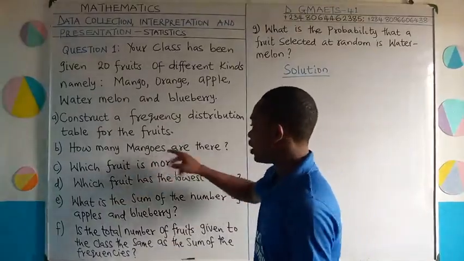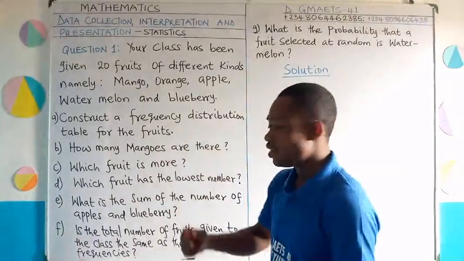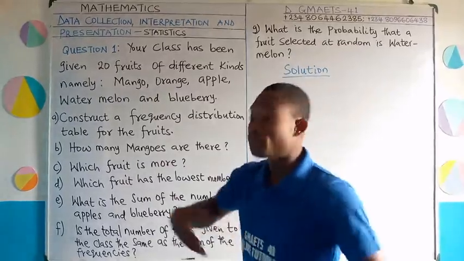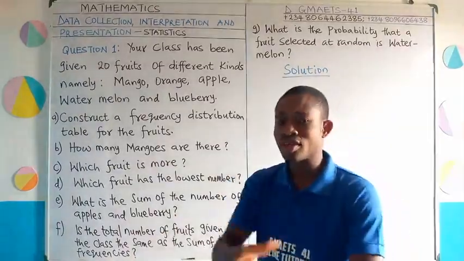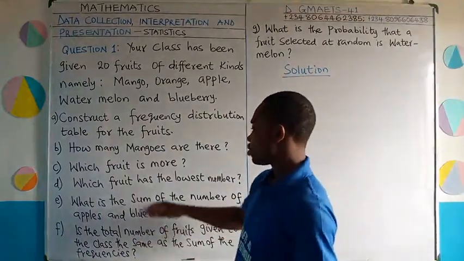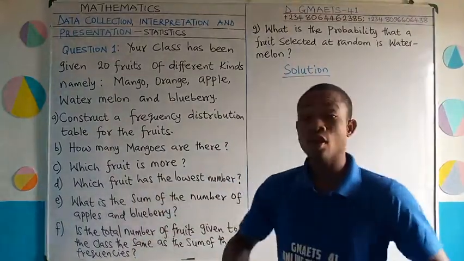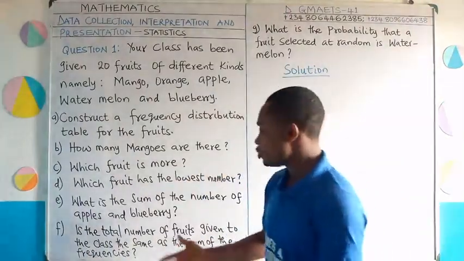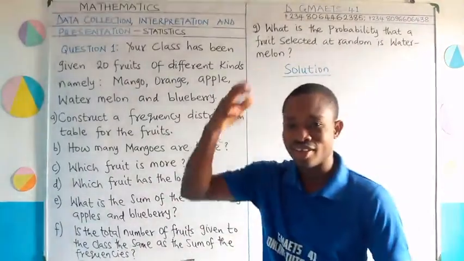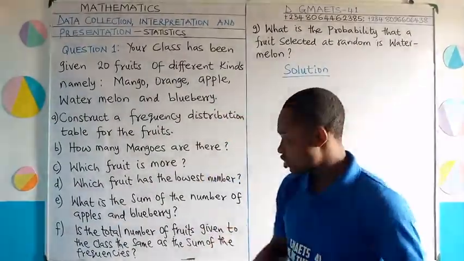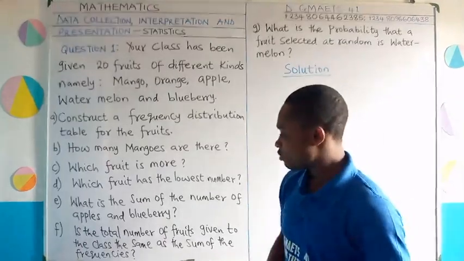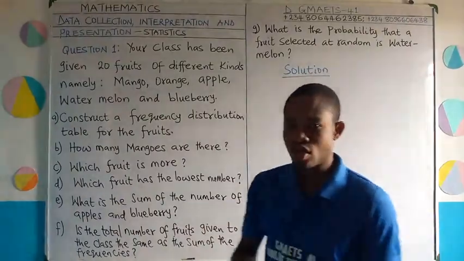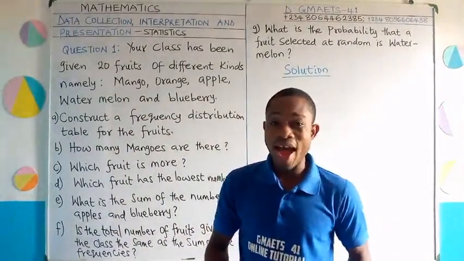We are to tell him how many mangoes there are in the fruit bag that I just dropped, and then which fruit is more, okay, which one is more. We are to also tell him which fruit has the lowest number, what is the sum of the number of apples and blueberry in the fruit bag that he gave to me, and what is the total number of fruits in the fruit bag.